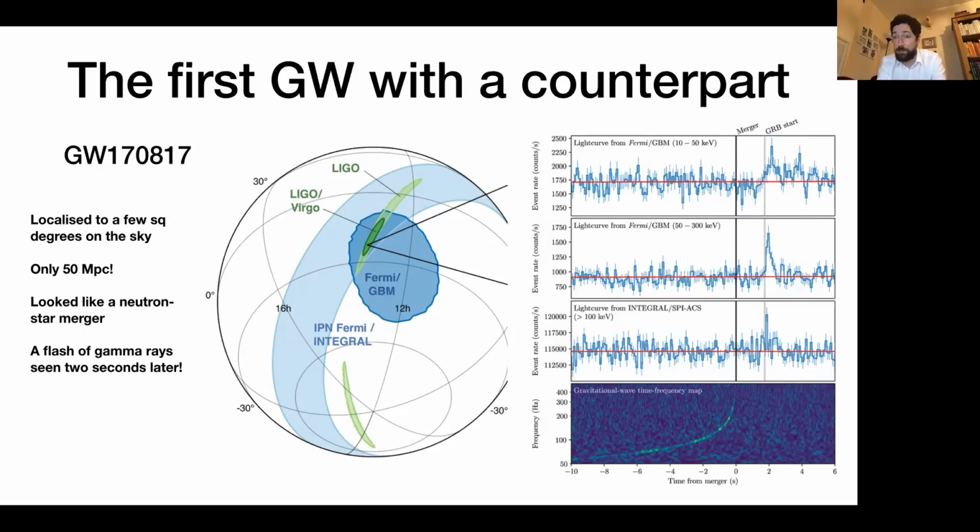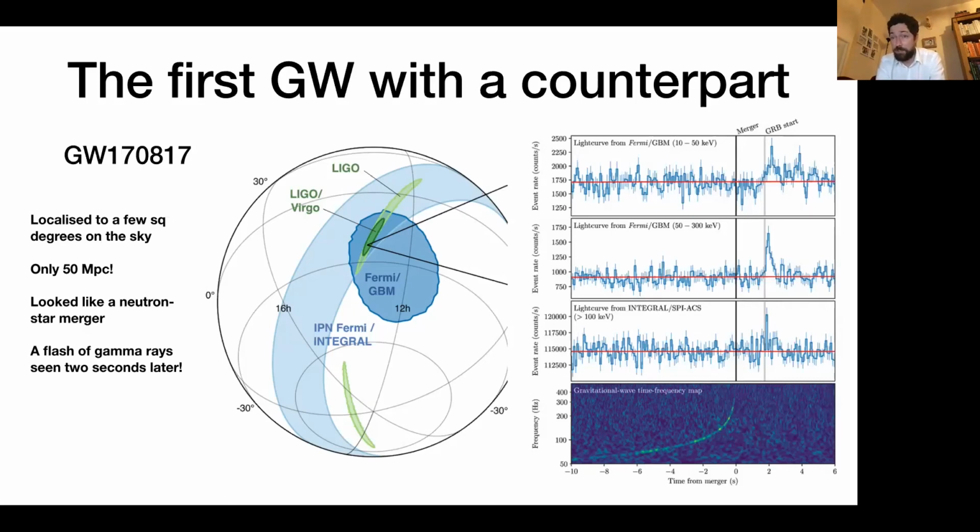The other thing that was nice about it was that it was very close. It's only 50 megaparsecs. So this is really in the local universe. And the final thing is that it looked like a neutron star merger, both from the shape of the gravitational wave seen, that characteristic pattern of stretching and squeezing, that seemed to be consistent with what you'd expect from 2 neutron stars spiraling into each other.